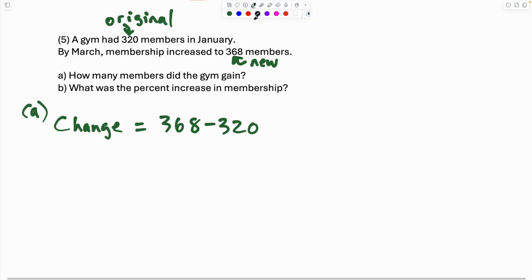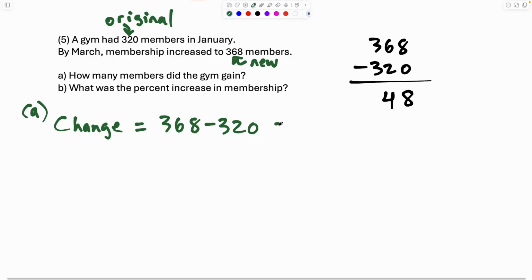In situations like this, I like to do subtraction and align the numbers vertically. Okay, so I'm just going to do this and say 8 minus 0 is 8, 6 minus 2 is 4, and then 3 minus 3 is 0, so I just stop here.